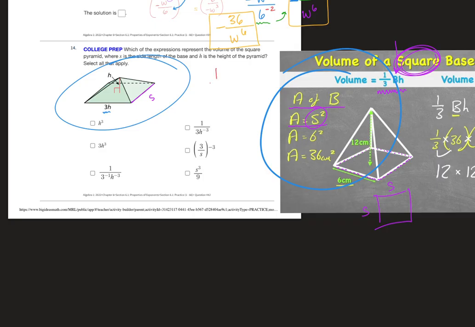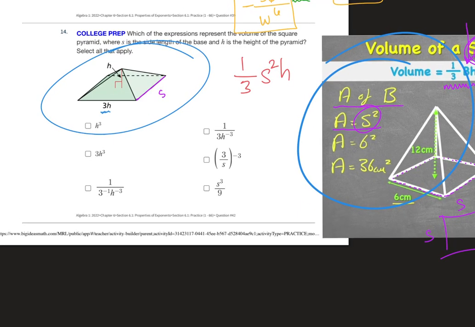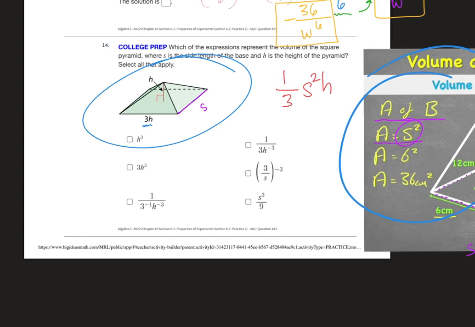So how about this? 1/3, well, it's going to be s squared h. Do we have that as an answer choice? Let's see. No, not really. So they're getting funkier with it. So this is right, but they don't like it. So like I said, let's get funkier with it.